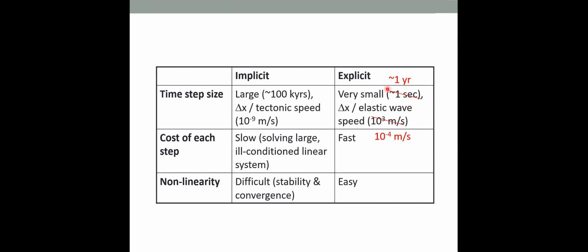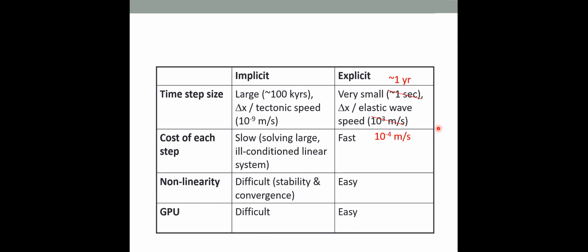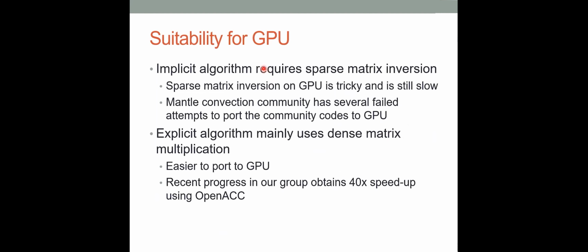And we found out that actually the explicit scheme has another advantage on GPU, and I will talk about that on the next slide. For GPU, an implicit algorithm requires solving a sparse matrix inversion. And sparse matrix inversion on GPU is a tricky problem, it's still quite slow and it's still an ongoing research. I did some survey and cannot find any suitable library that we can use.